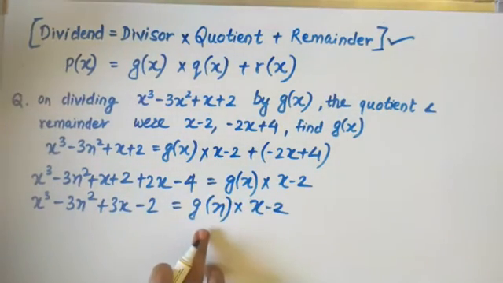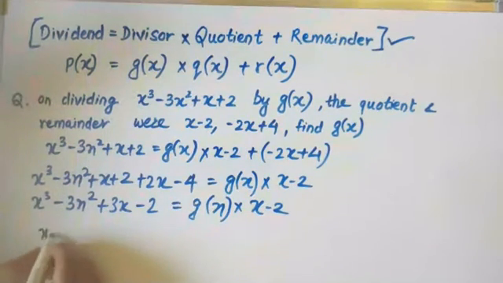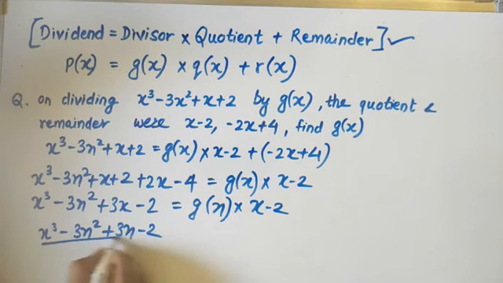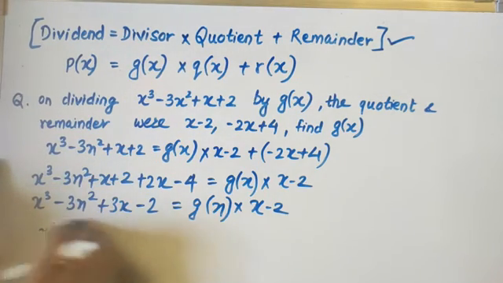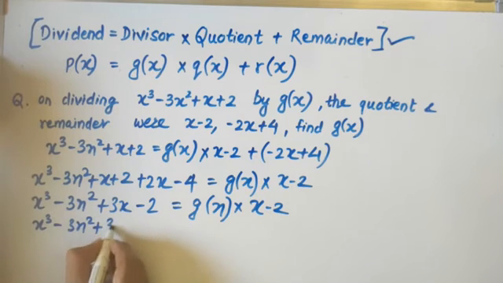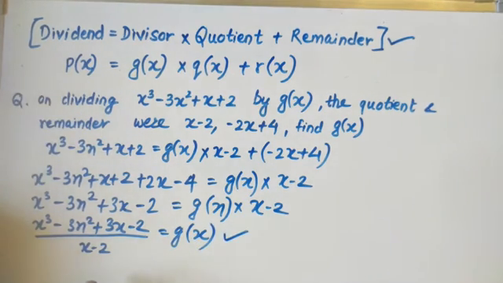So how will we find g of x? By dividing this by x minus 2. So x cube minus 3x square plus 3x minus 2 divided by x minus 2, we will get g of x. So how can we find g of x? Again by using the division method.